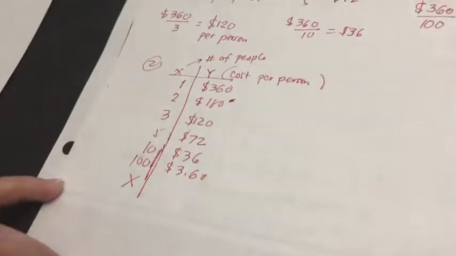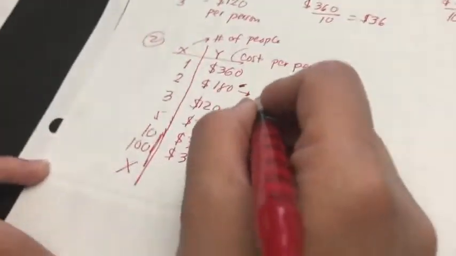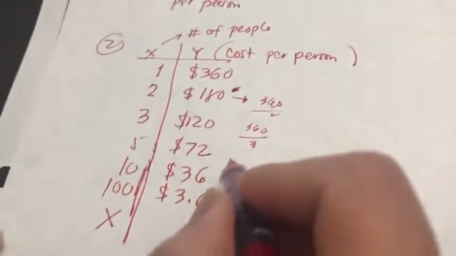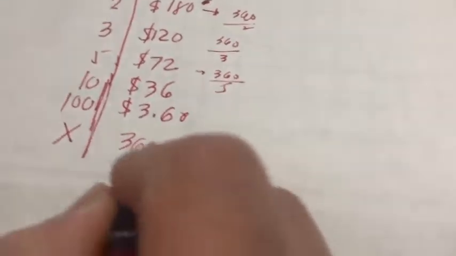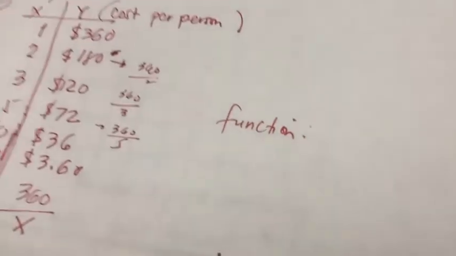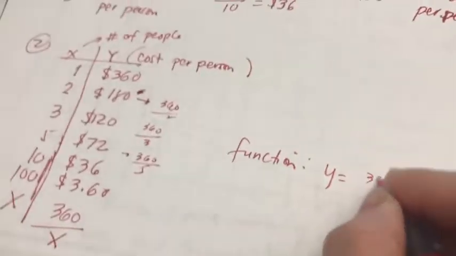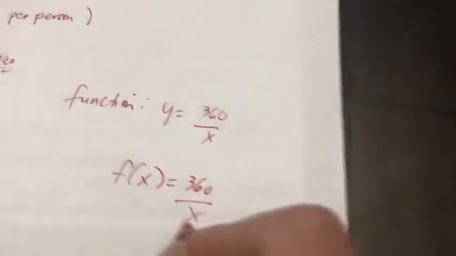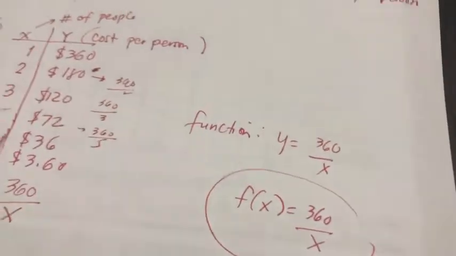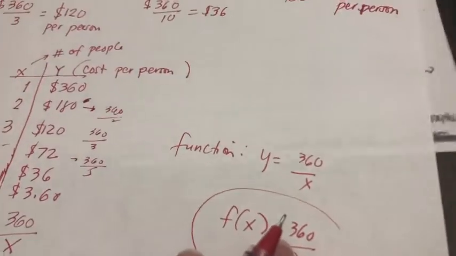So if x is the number of people, how did we get 180 here? We divided 360 by 2. 360 divided by 3. 360 divided by 5. So therefore, this one is 360 divided by x. So therefore, our function is y equals 360 divided by x, or f of x equals 360 divided by x. Okay? So that is our function. That is our answer for number 2.